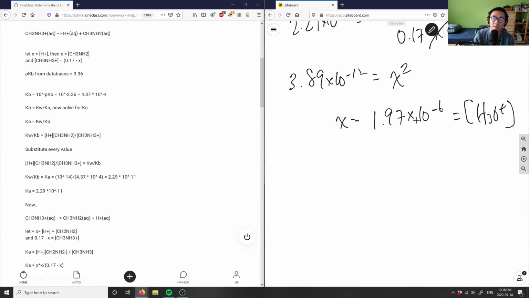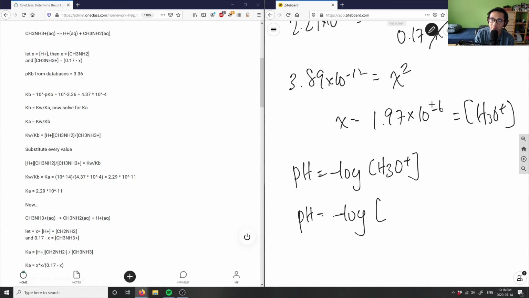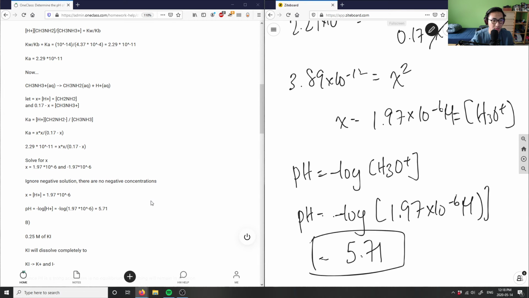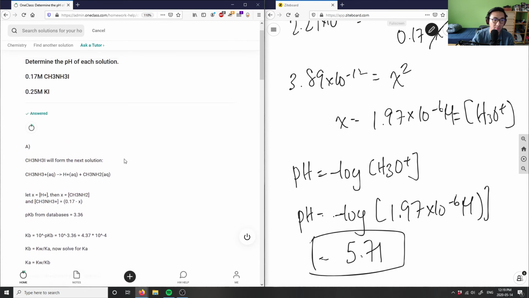And now I can finally find the pH, right? The pH is simply the negative log of the hydronium ion concentration. So the pH will equal the negative log of 1.97 times 10 to the negative 6 molar. On the calculator, negative log of 1.97 times 10 to the negative 6 gives us 5.71. So our pH of the first solution is 5.71, and this is our answer for 3A. And as you can see, this should be 5.71, yes. So the pH is 5.71, which is great. This first solution is correct.